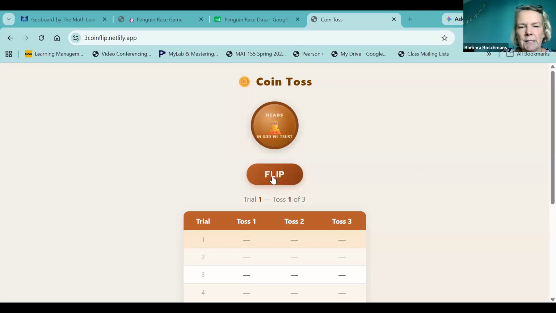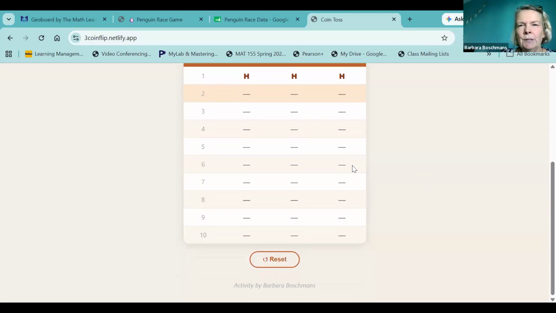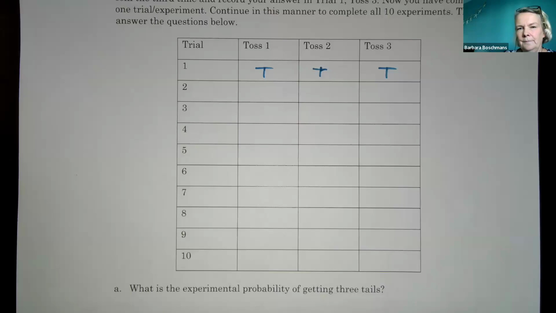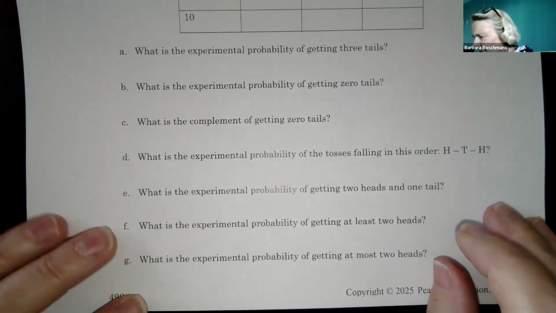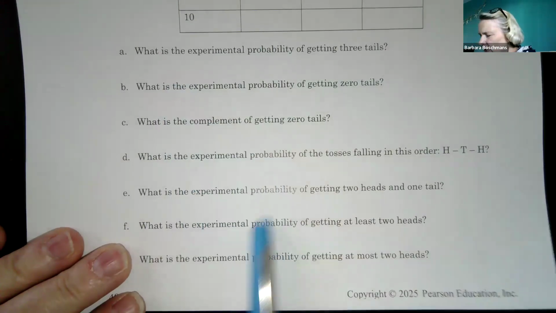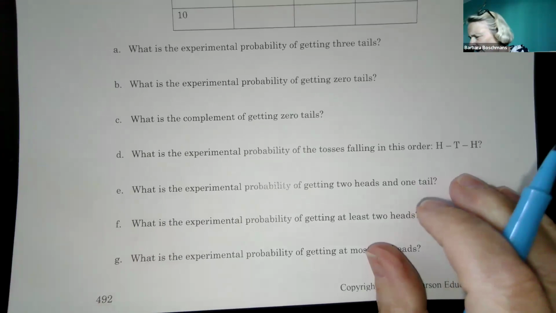Okay, so for this one, you just click on flip, and it will put in, for this one, heads, heads, heads. So you do this 10 times until your entire table is filled out. Then you transfer that data onto your sheet. Okay, so you have done this 10 times with either a coin or the app I created. So these questions are all experimental probability questions, and they're all based on the table that you have.